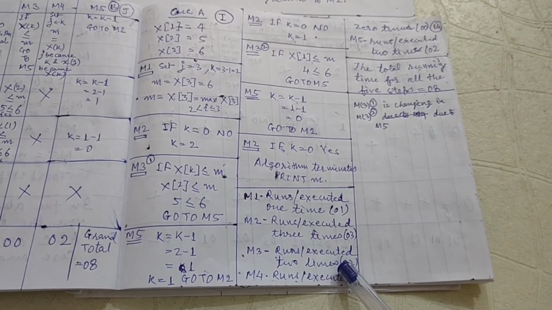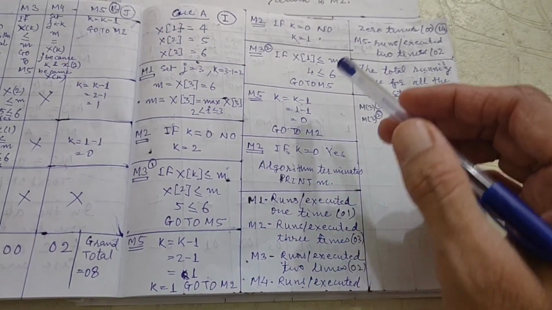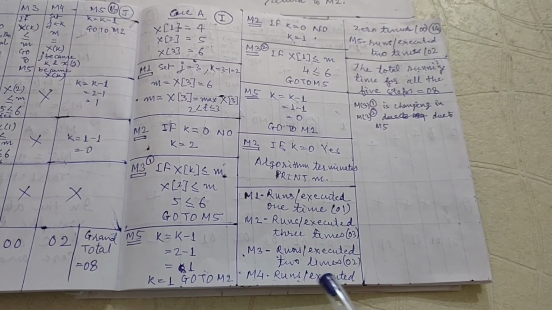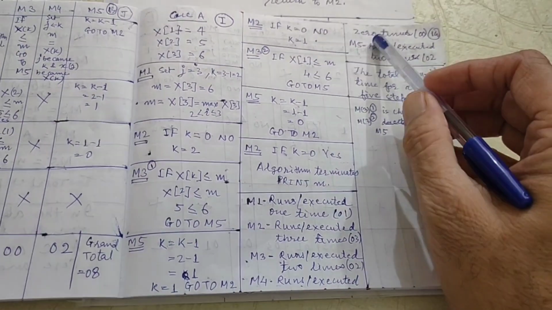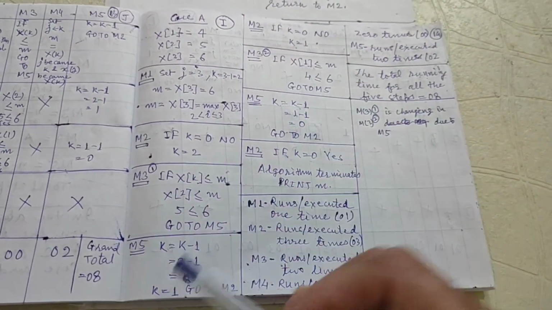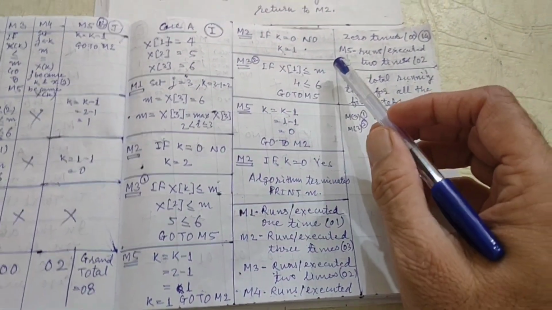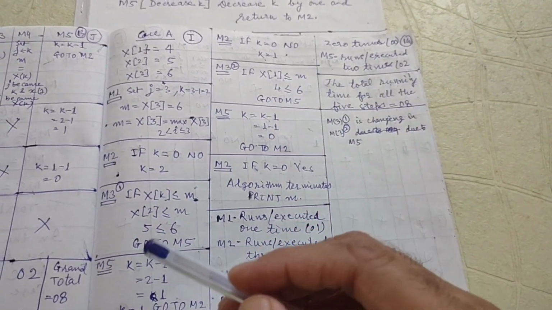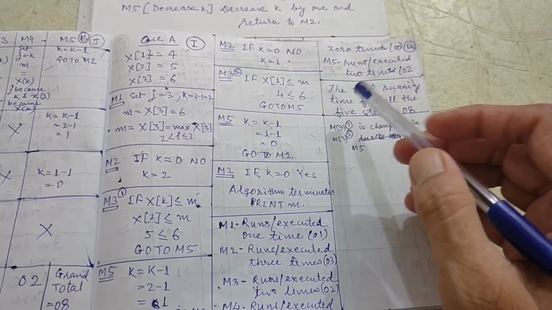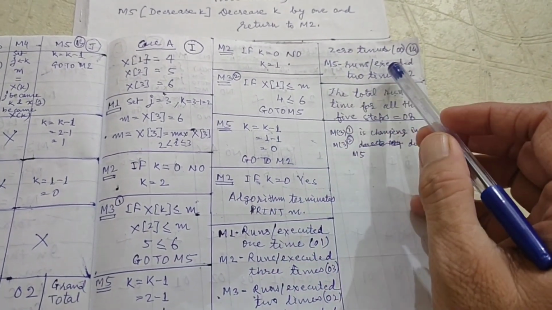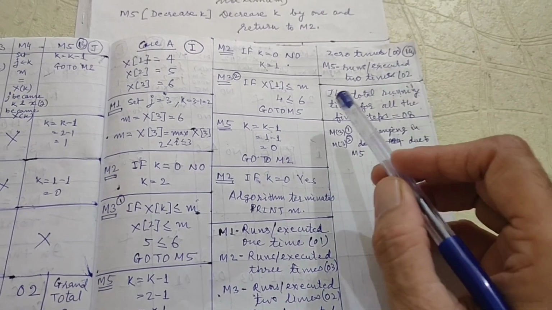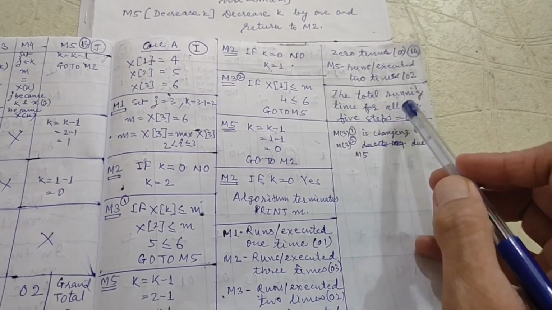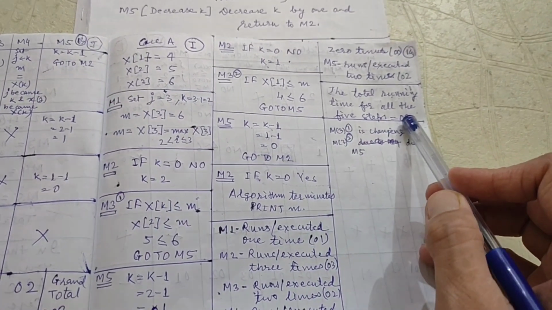What about M4? M4 runs 0 times, because there is no M4 execution. M5: count M5, 1, 2. M5 runs 2 times. So the total running time for all the steps is equal to 8.